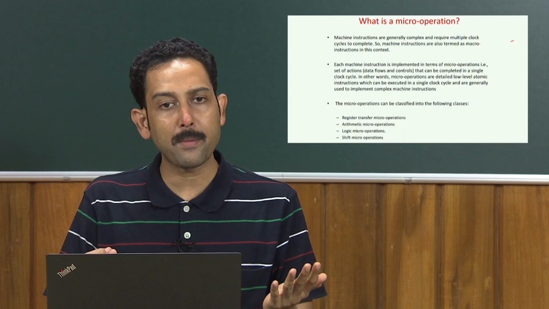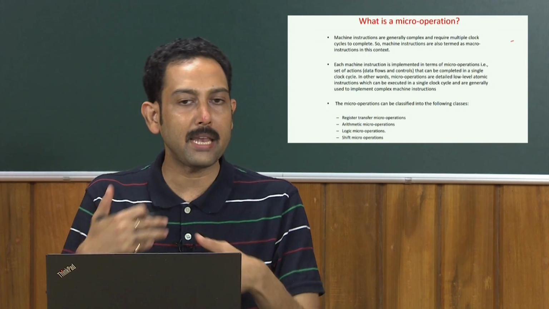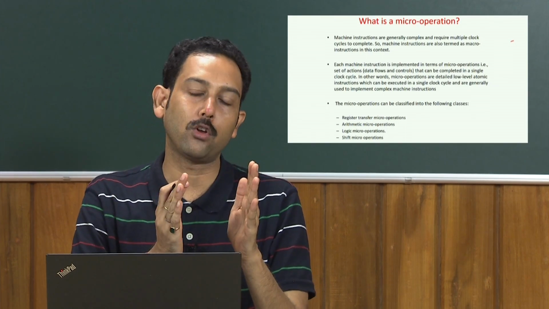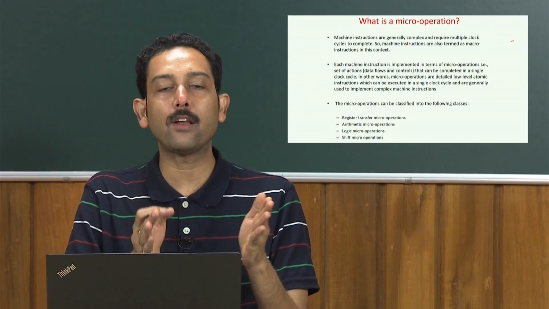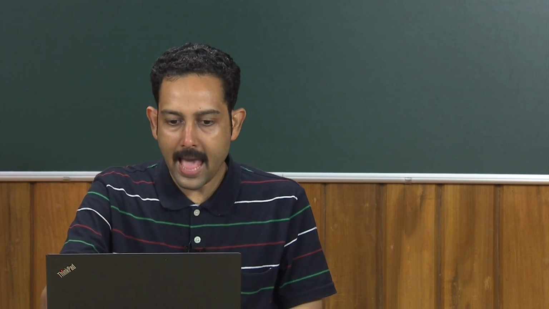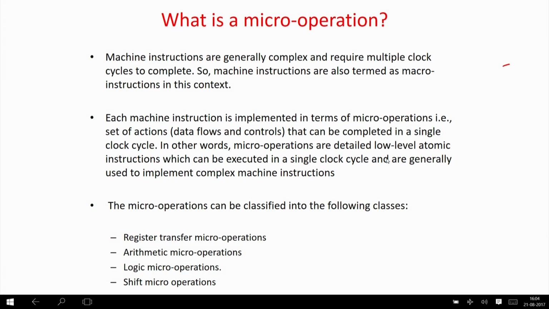If you have very fast memory, very fast interfaces, multiple buses, then many of these micro instructions can be executed in less time. If that can be done, then you can reduce the time period and you can say that the processor is faster. In other words, micro operations are detailed lower level atomic instructions which can be executed in a single clock and are generally used to implement complex machine instructions.